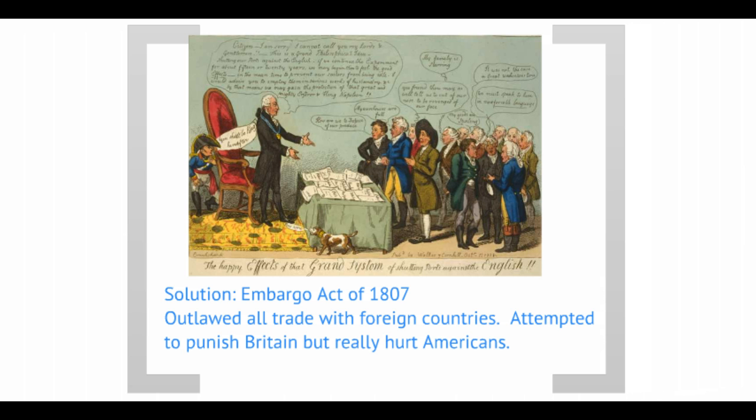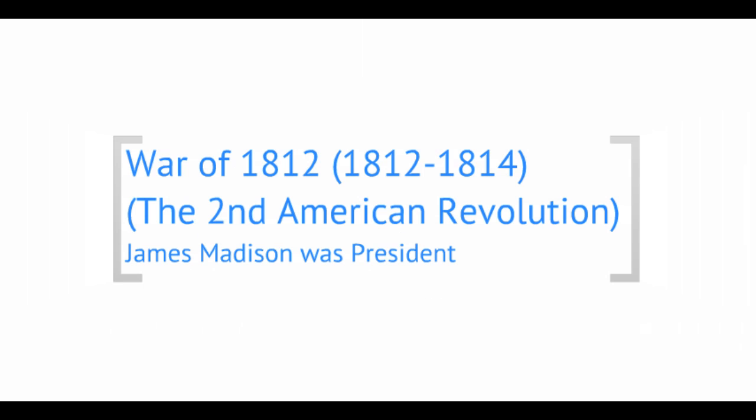The problem with the Embargo Act was that Great Britain simply found other markets around the world to purchase the goods that it needed, and Americans were the ones that actually got hurt with this because they did not have other markets to sell their goods to. So you can see from this cartoon, American traders, American merchants were really very hurt by the Embargo Act of 1807, and Thomas Jefferson was very unpopular for doing this.